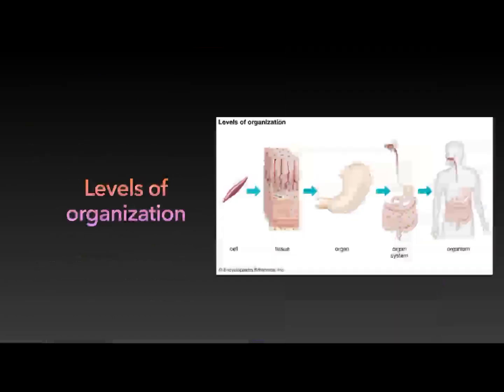Levels of organization. Many cells together form a tissue. Many tissues together form an organ. Many organs together form an organ system, and all the organ systems combined form an organism.